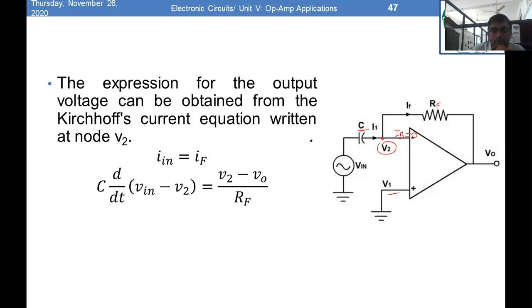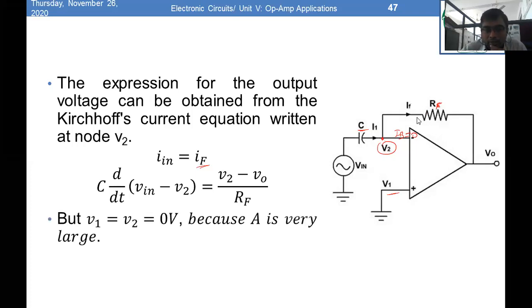So what is I1? As the capacitor is involved here, it is C d(Vin minus V2) upon dt. And what is the other part of this current, that is IF? This is (V2 minus V0) upon RF. Okay. So this is a simple way of deriving the current equations. And from this derivation, we come to the relationship of the output voltage and input voltage.